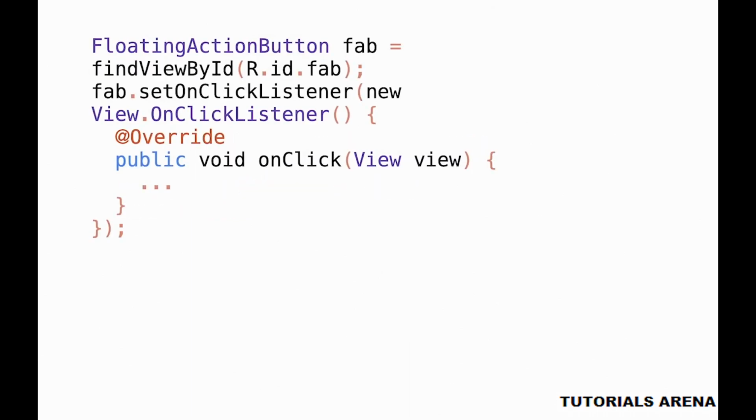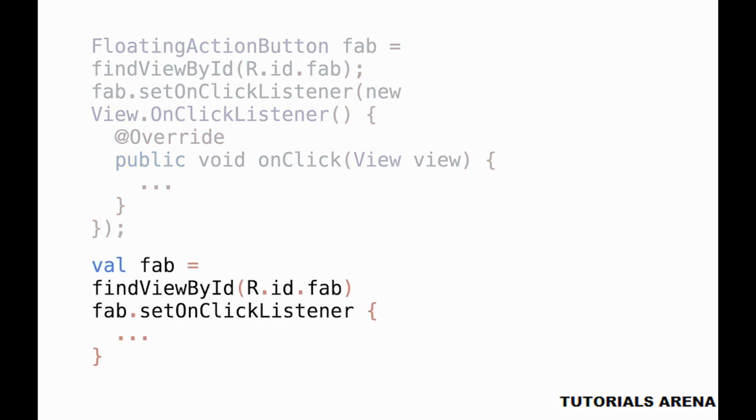Kotlin also helps with readability in your Android code. Android tends to make liberal use of callbacks or listeners. Here's an example of setting a click listener on a floating action button in Java. And here it is again in Kotlin. Much more concise and easier to read.